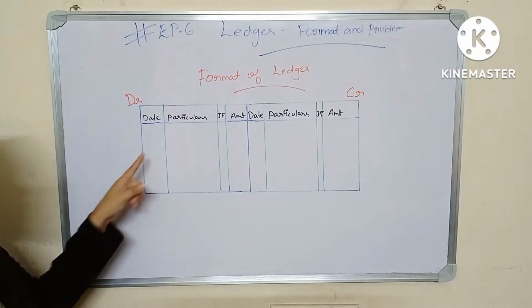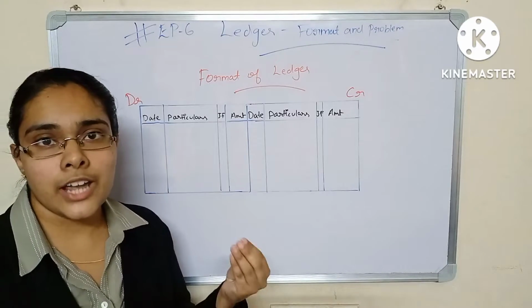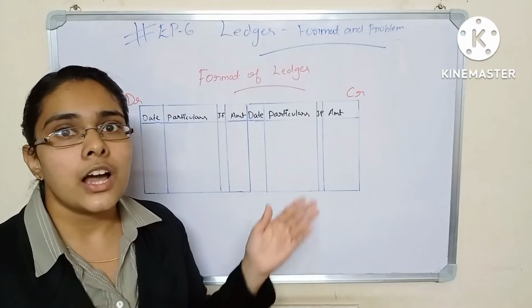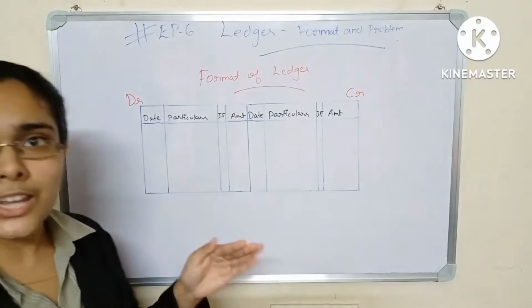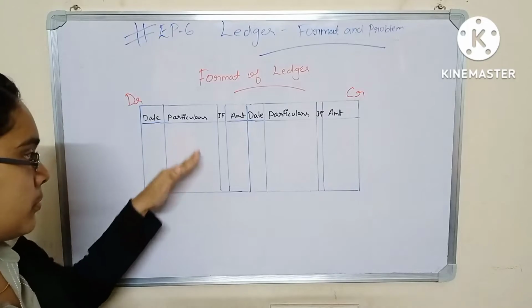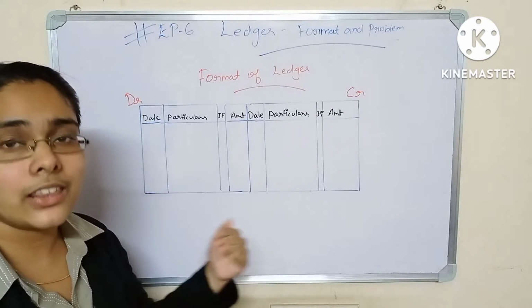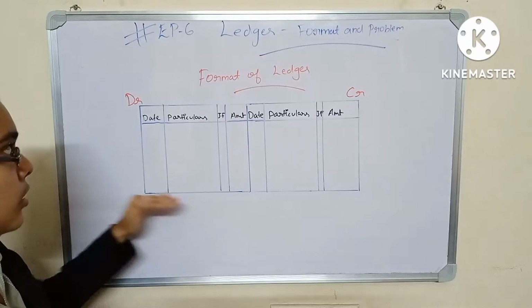Date means the date of occurrence of the transaction that will be given in the question. You can record it in a chronological order appearing in the question. First you will write the year, then the month and then the date. So you can write it like that chronologically.